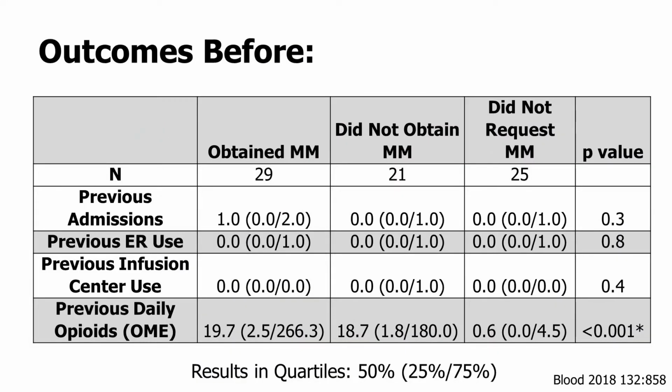When we looked at their outcomes before certification, so this is quartile, so the median and the 25th and 75th percentile, we found that the three groups had no difference in admissions, in ER use, in infusion center use. We did find that both groups who requested certification had higher baseline opioid use. The group that did not request certification had very low opioid use at base.